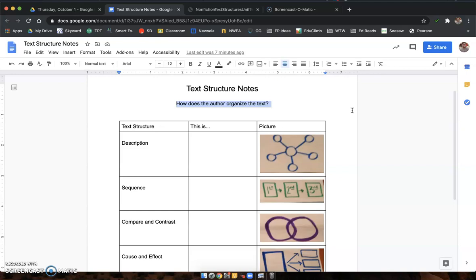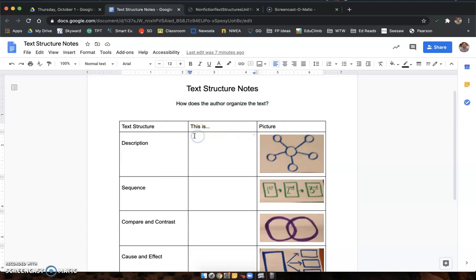Okay, please come to the meet today, Thursday, because we'll do some more practice with text structure. And that's going to be a very important thing as we move along during our article of the week. Okay, so come to the meet so that way we can practice text structure.